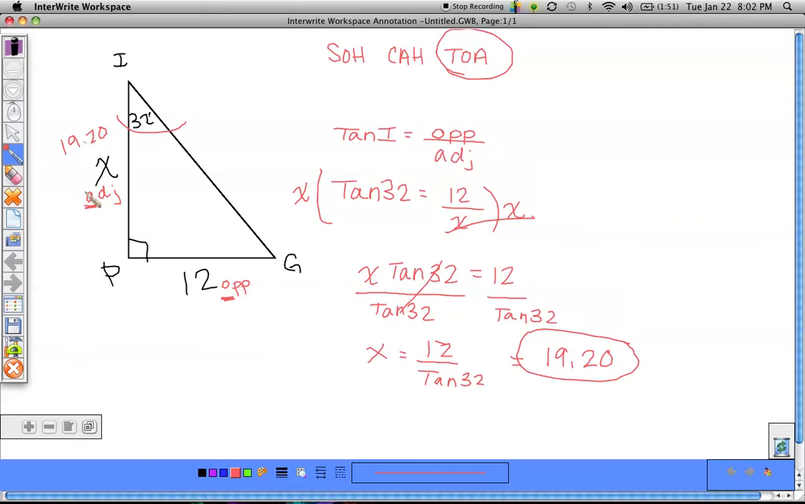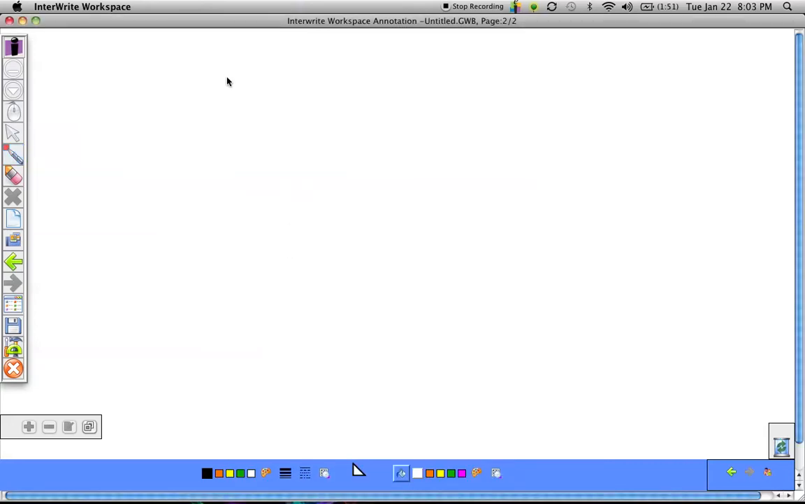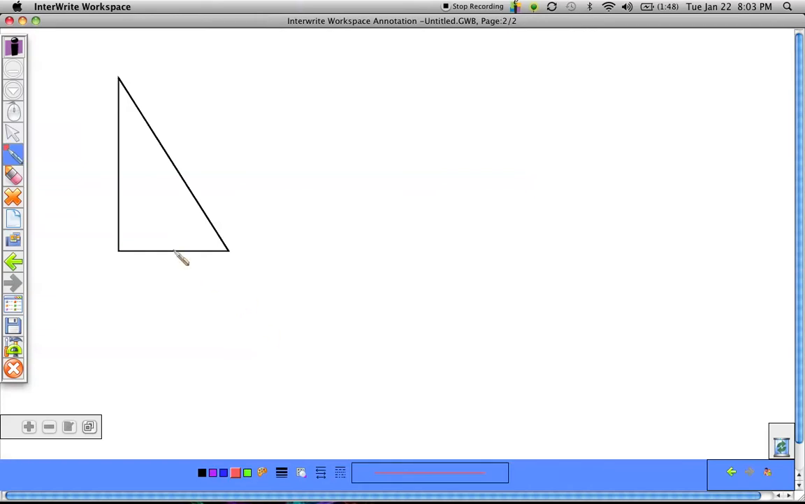So hopefully that makes sense. Let's do a few more examples. The next one, we'll go ahead and draw a triangle. We'll tell you that it's a 90-degree angle, and we'll label this one, let's just pick random letters, M, N, and P. Okay, so I'm going to tell you that this side is x, this side is 50, and this angle is 21.